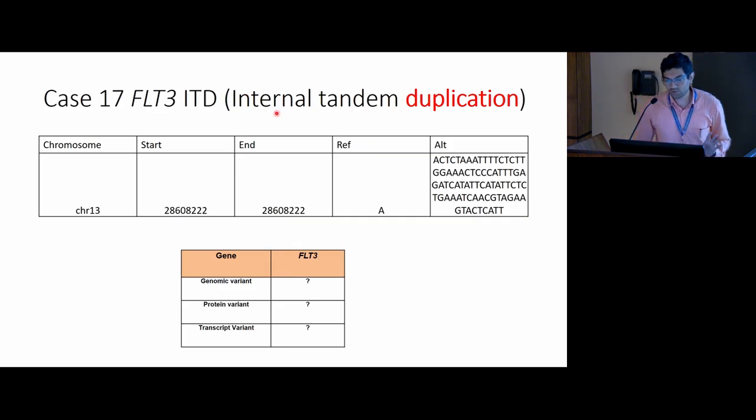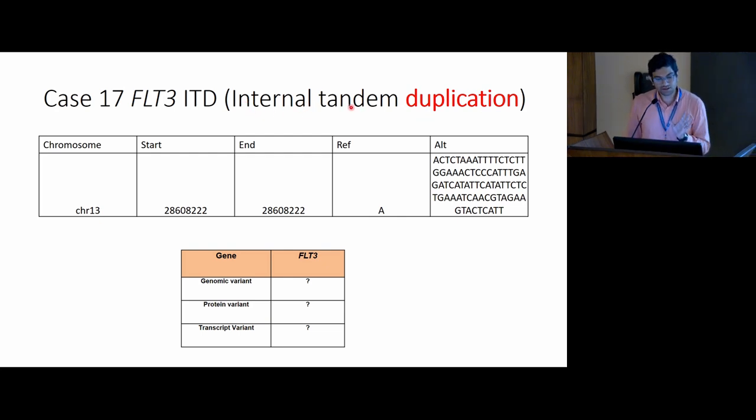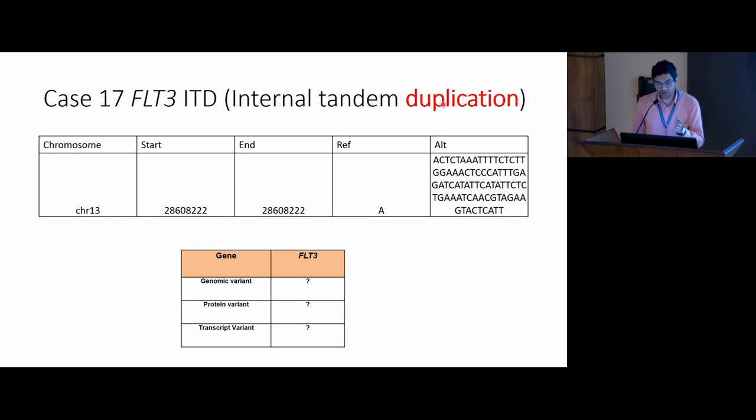FLT3 ITD. I'm going to talk about FLT3 ITD. ITD stands for internal tandem duplication. Internal means it is occurring within the exon. Tandem means it's occurring next to it. And duplication, we all know, is the same sequence. Yesterday we read about KMT2A partial tandem duplication, which occurs across multiple exons, whereas in FLT3 ITD it occurs across only one exon.